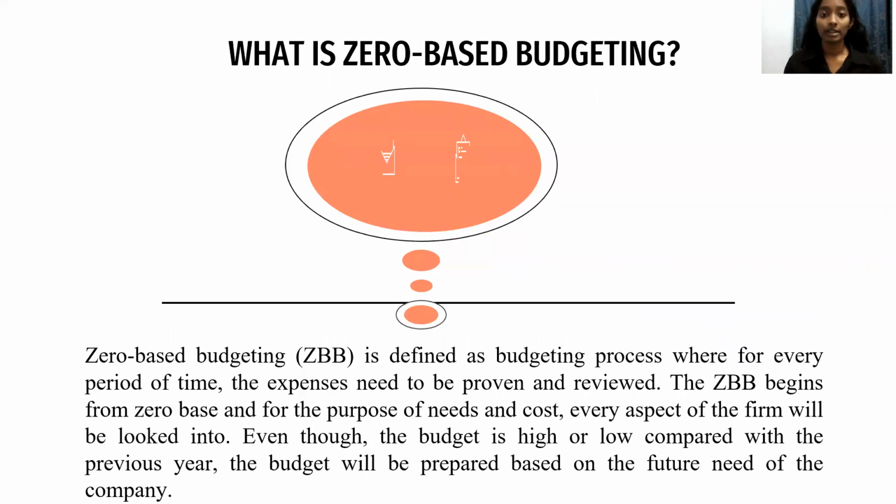Next, we'll be looking into what is zero-based budgeting. Zero-based budgeting is a budgeting process where every period of time the expenses need to be proven and reviewed. The ZBB begins from a zero base, and the purpose of needs and costs, every aspect of the firm will be looked into. It doesn't matter whether the budget is high or low, because the budget will be prepared based on the needs of the future but not based on the previous year.